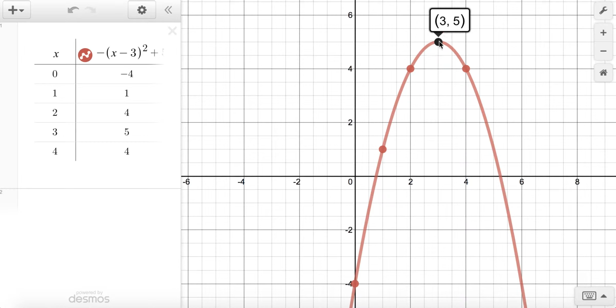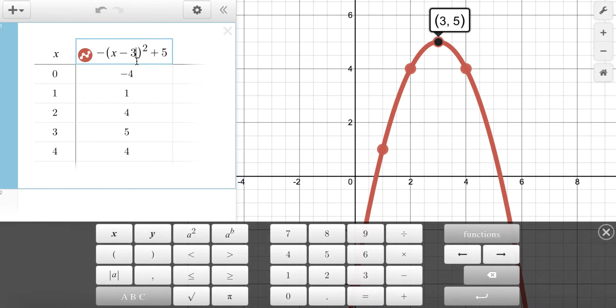This graph has a vertex, that's what this high point or maximum point is called, at 3, 5. And it points downwards, just like all negative x squared graphs do. Notice that I got this vertex at 3, 5 from my equation with this 3 and this 5. This is graph number 3, negative (x minus 3) squared plus 5.